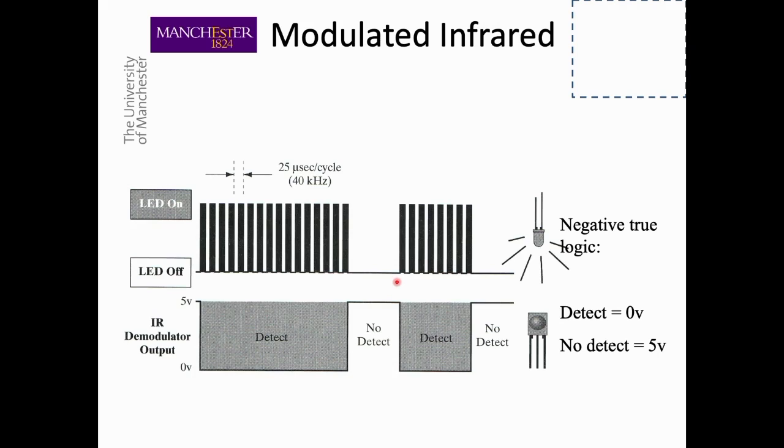Another way to look at this is graphically. At the top here, we've got our infrared radiation, and all we do is switch the LED on or off at a particular frequency. And here we can see our demodulator output is either detecting that vibrating frequency or it's not. So we know whether it's on or off. So it's an easy way to get around the challenge that we have with intensity-based infrared systems.